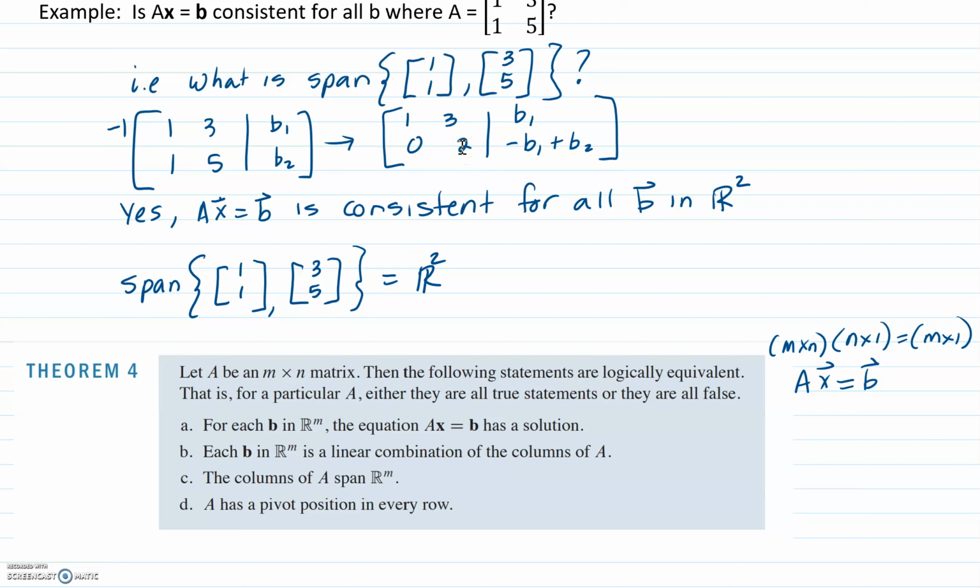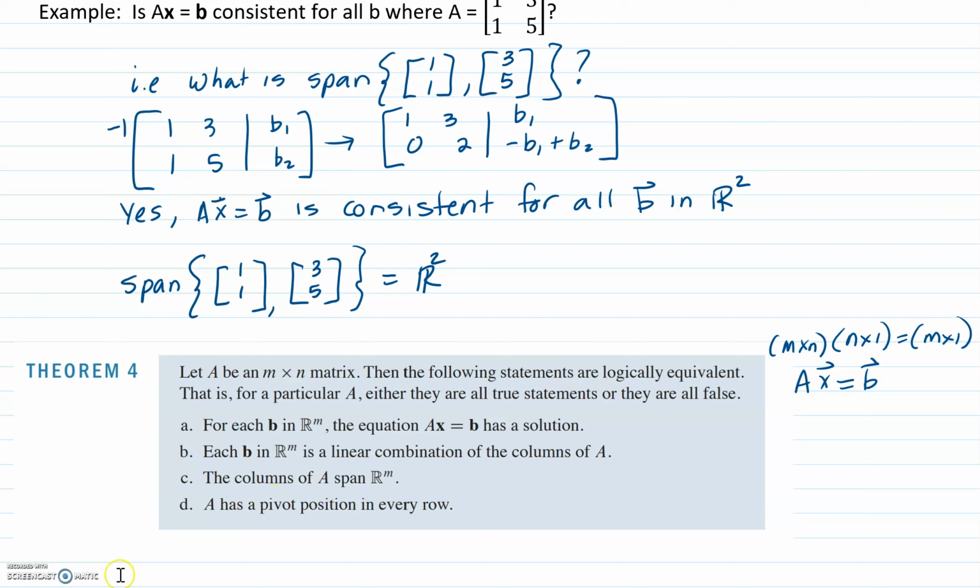And then part B, I know I skipped that. That is just the definition of spanning. For each B in Rm, if you go back and look at the spanning, B is a linear combination of the columns of A. And we saw before in general that a set of vectors in Rm generates the whole Rm if and only if every vector in Rm is a linear combination of those vectors.